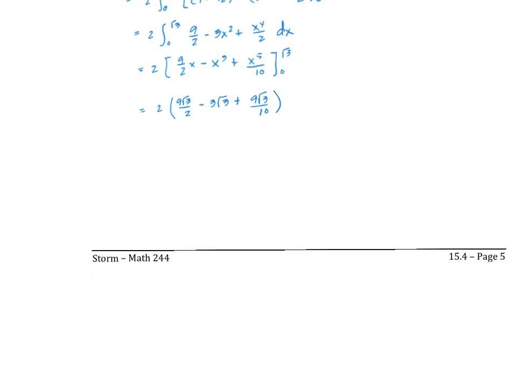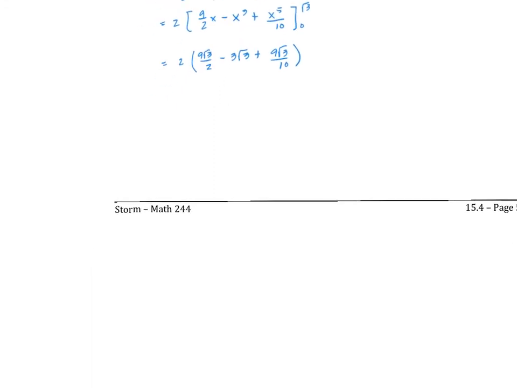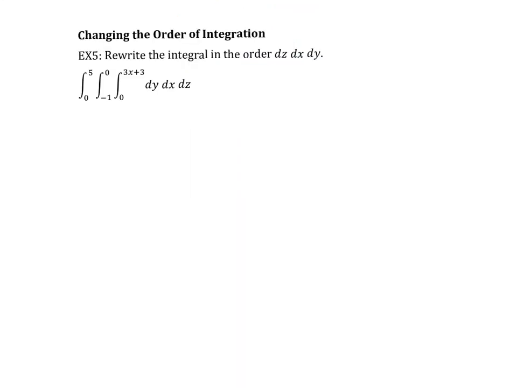Let's see, I can combine the 9 square root of 3 over 2 by multiplying top and bottom by 5, 45 plus 9. Oh, and the 3 square root of 3. So if I find a common denominator and combine everything, I think I get 24 square root of 3 over 5 after reducing, but you guys double check me on that. Okay, that was fun. The last thing we're going to look at is changing the order of integration.